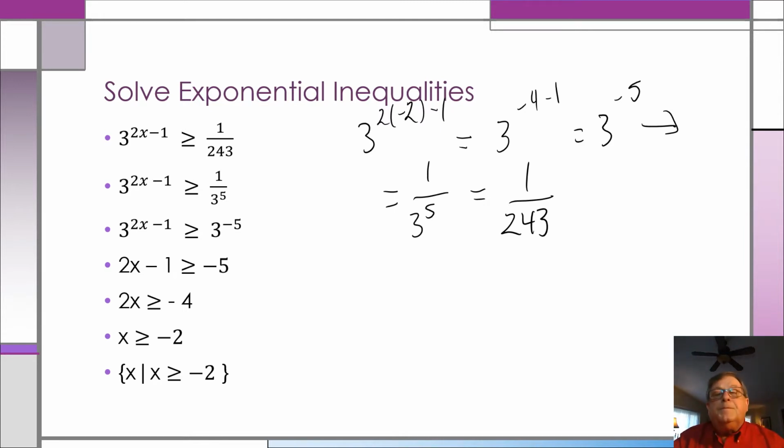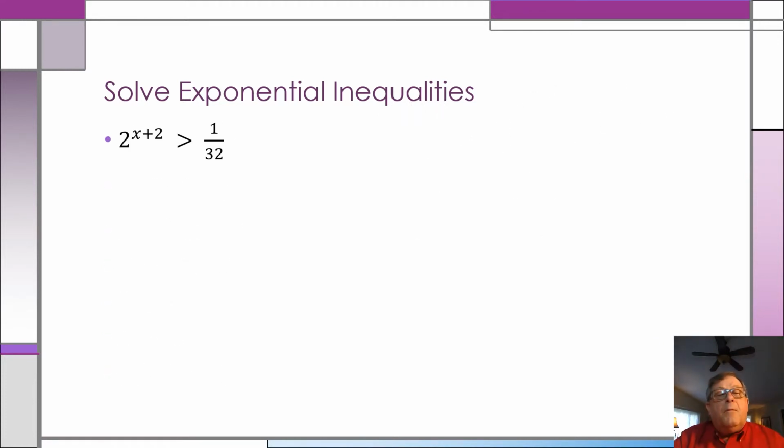Good enough. Let's go look at one more. This time we've got something very similar. It's 2 raised to the power of x plus 2, and we're saying that that is greater than or equal to 1 over 32. Again, I've got to work to get these to the same base. Well, 32 is divisible by 2, and in fact, 32 is 2 to the 5th. So I'm going to rewrite this as 2 raised to the power of x plus 2 being greater than or equal to 1 over 2 to the 5th.